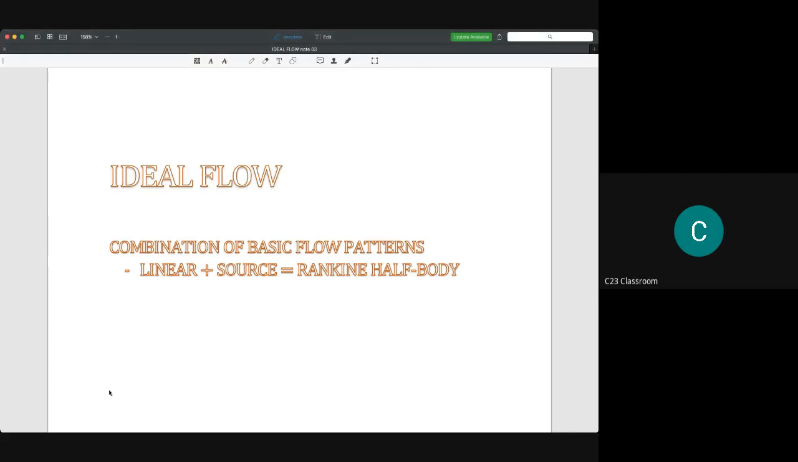Assalamualaikum dan salam sejahtera. So today we continue our lecture about ideal flow, and today we are going to see the usage of the basic flow patterns. Okay, as I explained previously.